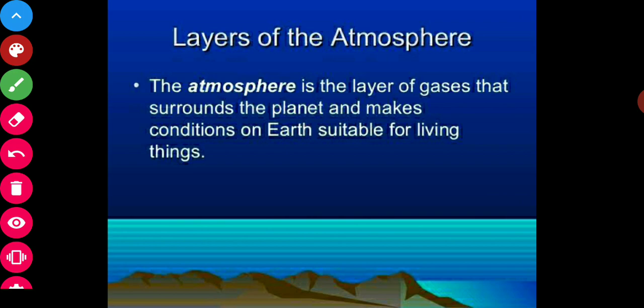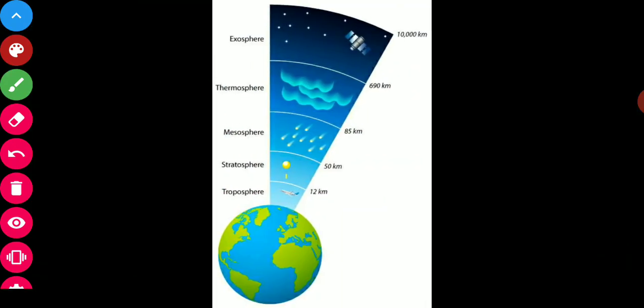Layers of the atmosphere. The atmosphere is the layer of gases that surrounds the planet and makes conditions on Earth suitable for living things. This atmosphere can be divided into 5 distinct layers: troposphere, stratosphere, mesosphere, thermosphere, and exosphere. Now we will discuss these 5 distinct layers of the atmosphere in detail.